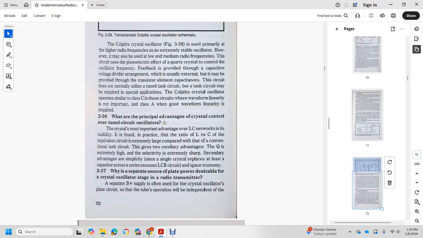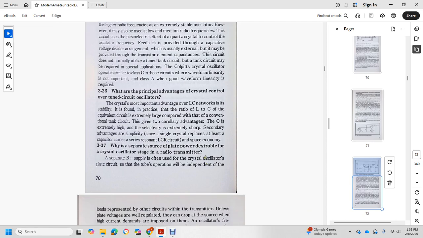For the crystal, the most important advantage of the inductor-capacitor network is stability, with the ratio of the inductor to the capacitor in the equivalent circuit being extremely large compared with the conventional tank circuit. The corollary advantage is that the merit is extremely high, with an extremely sharp frequency response. A secondary advantage is its simplicity: a single crystal replaces the series inductor, capacitor, resistor circuit.